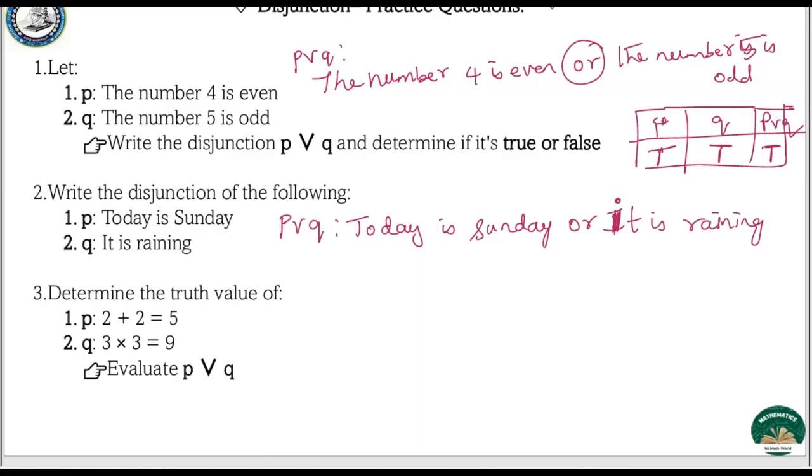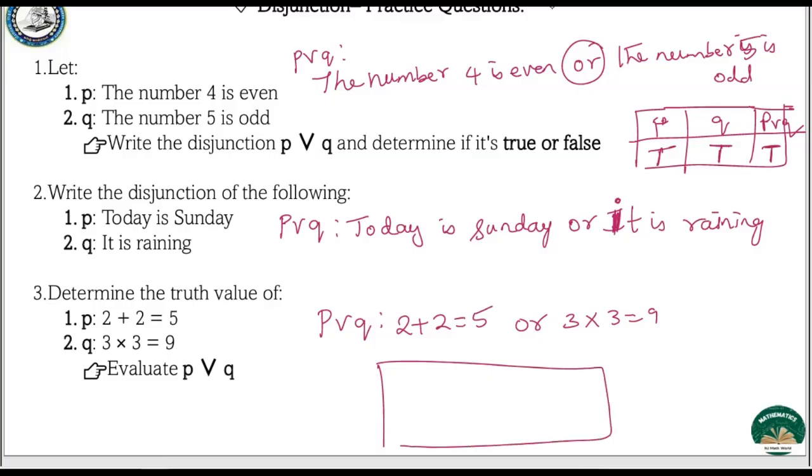Determine the truth value of P: 2 plus 2 is 5, or Q: 3 into 3 is 9. So yeah, we are asking you to find the truth value. So P or Q, that will be 2 plus 2 is 5 or 3 into 3 is 9. Evaluate means you have to write the table. P, Q, P or Q. P, 2 plus 2 is 5, it is false. 3 into 3 is 9, it is T. So F, T, it is T. Only when the condition is F, F, it is F in the disjunction.